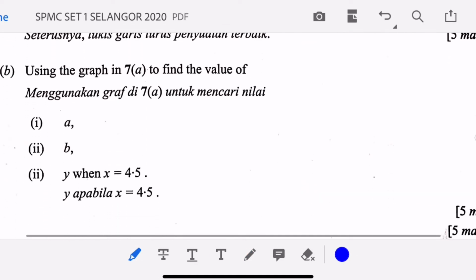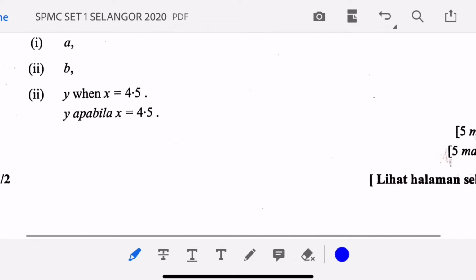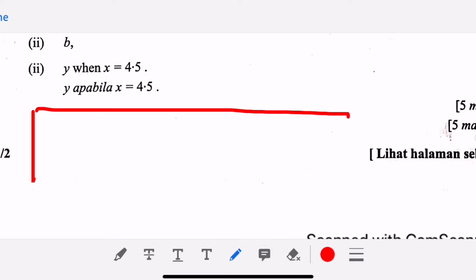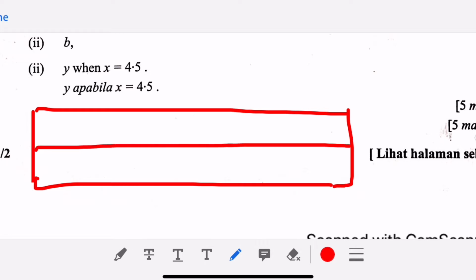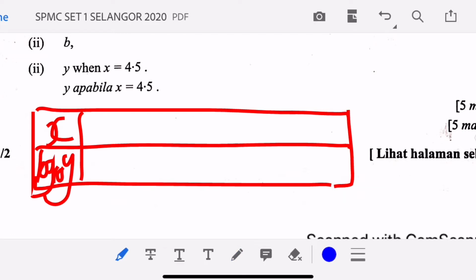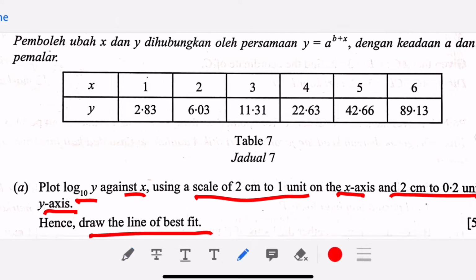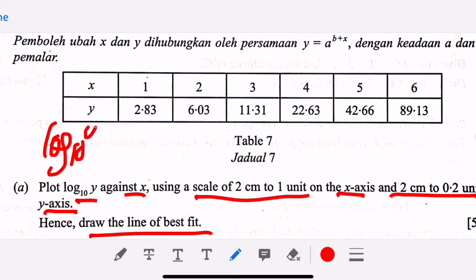Okay, so first of all, when you do this question, you have to draw a simple table in your buku jawapan, the booklet for you to write the answer. The x you can use back, but for the y you have to take log 10y. So this is log 10y, right? The x we are still using the same data, which is 1 2 3 4 5 6. So you just press your calculator for log 10y.